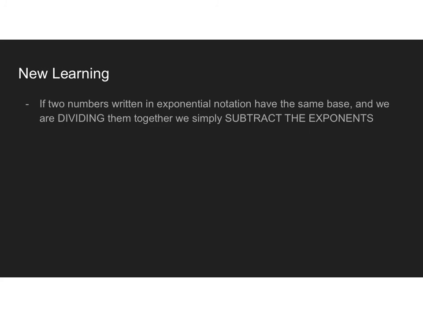All right, so our new learning here is that if two numbers are written in exponential notation, so say we have 6 to the second and 6 to the first, and we're dividing them, we simply subtract the exponents. 2 take away 1, this is the same as 6 to the first. Okay, that is our new learning for dividing numbers that have the same base. Let's continue with this new learning.